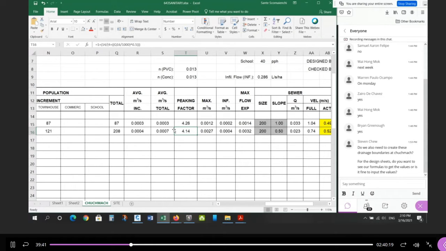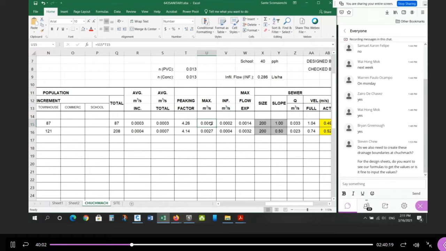So this is the dry weather flow accumulated. This is the peaking factor accumulated. And then in the next column, you simply multiply this times this to get this. This times this to get this, and that's all there is to it. Multiply them together. So that's the first part of the equation. Dry weather flow times the peaking factor. And the last thing to worry about is infiltration.